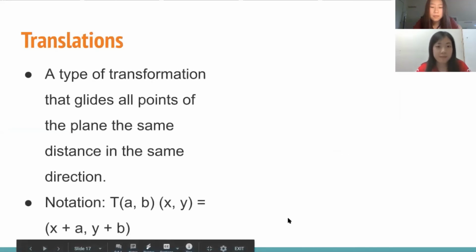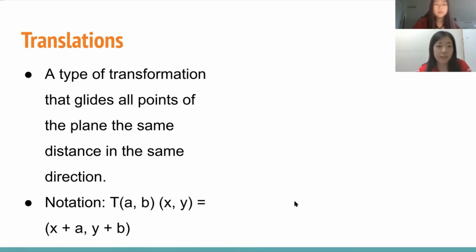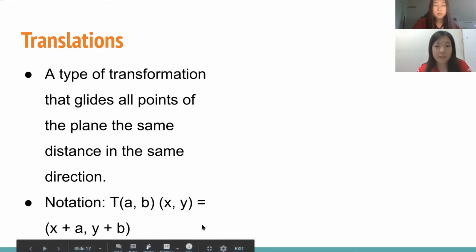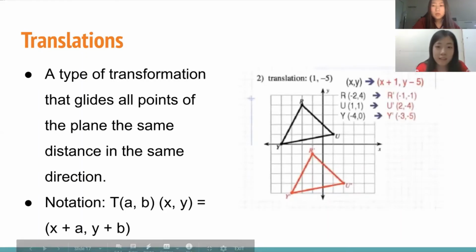So translations are a type of transformation that glides all points of the plane the same distance in the same direction. So this is a notation for translations. And as you can see in this picture, we want to move all the points 1 unit to the right and 5 units down.